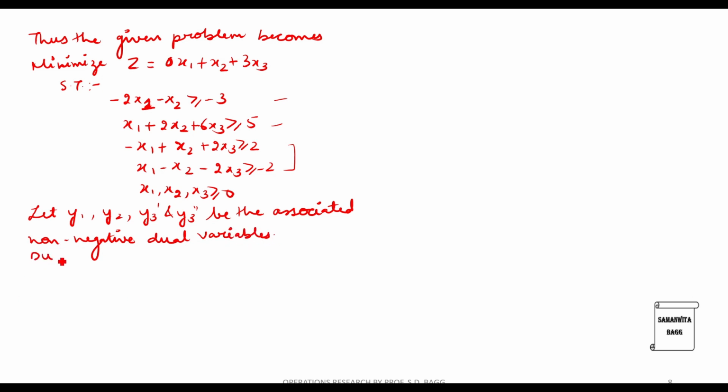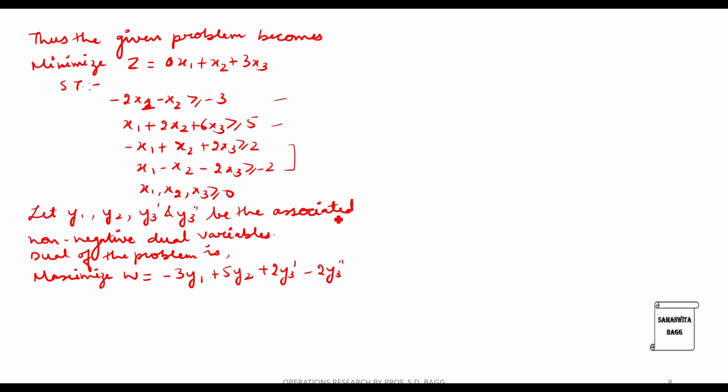So the dual of the problem is: maximize w is equal to, so we will start with these variables. So it will be -3y1 + 5y2. For these two I'll write down plus 2y3' and -2y3''. I've taken all the 4 variables.